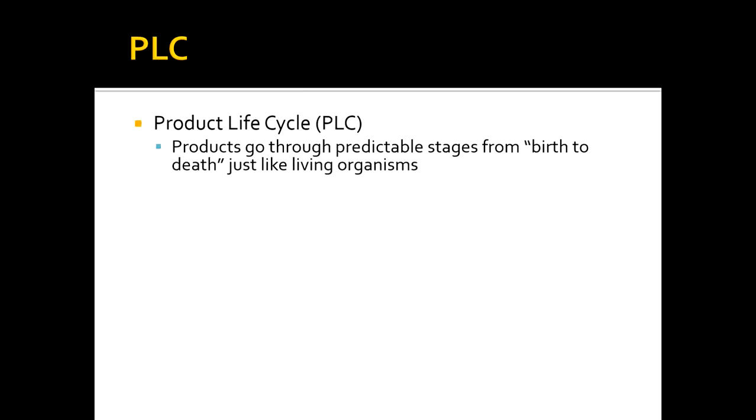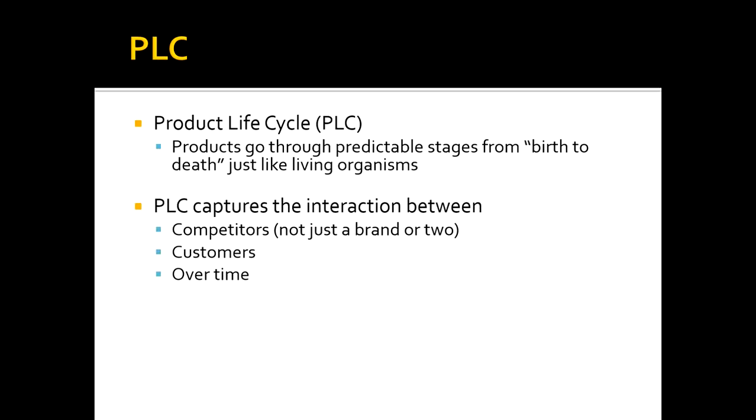So, the product life cycle is just the idea that products, groups of similar brands, go through some type of predictable sales pattern from the beginning when they're invented or introduced to when they're no longer in the marketplace. Kind of like what people or living organisms go through. And what the product life cycle captures is what's going on between customers and competitors, all over a period of time.